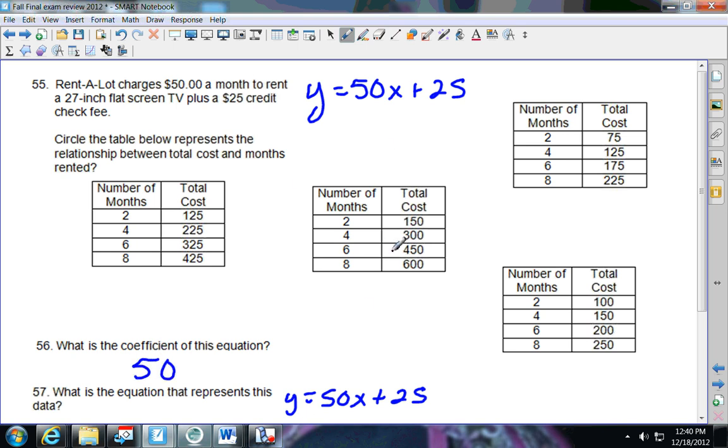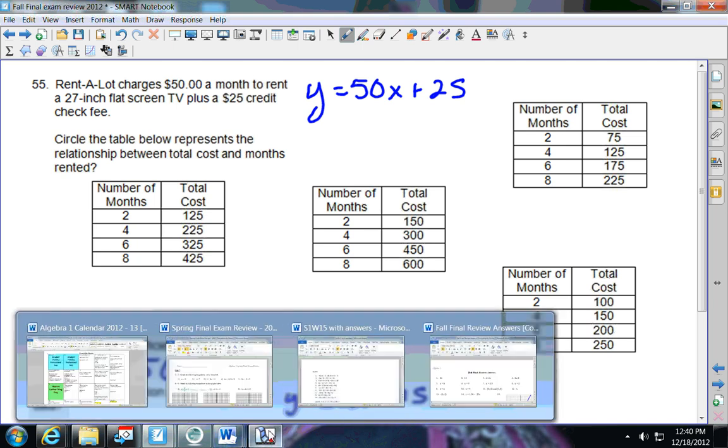To match your table right here, you can do one of a couple things. You can put this in the calculator and press second graph. So if I go here to the calculator, which disappeared on me, I guess I closed it out for some reason.